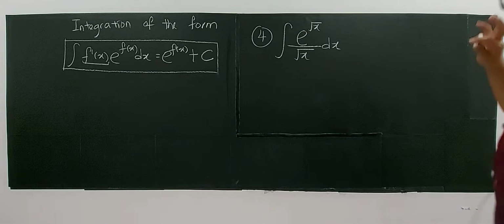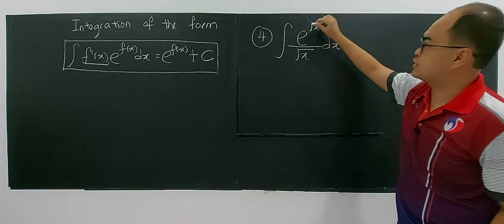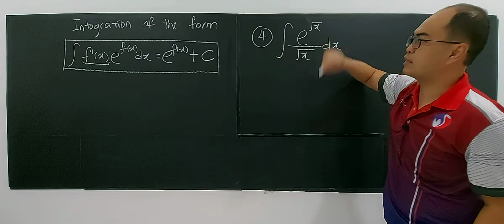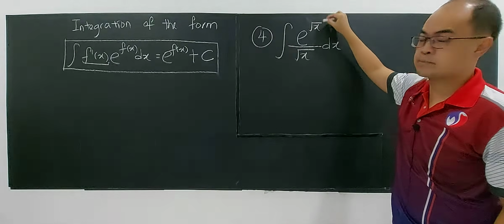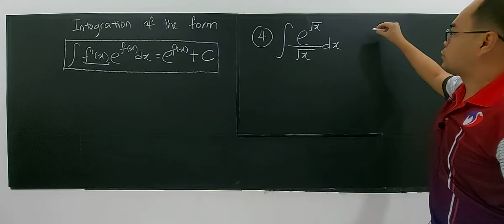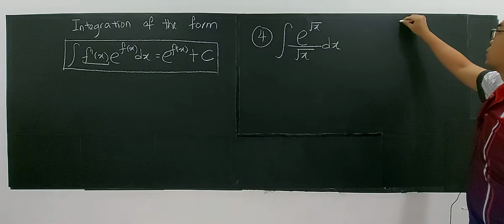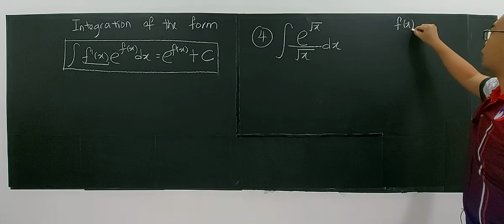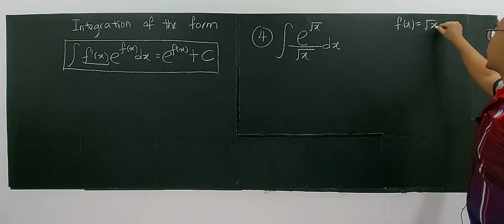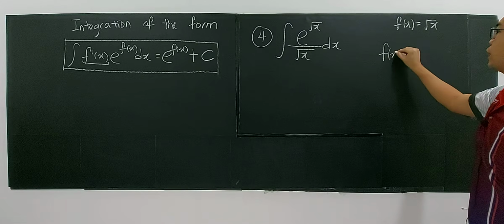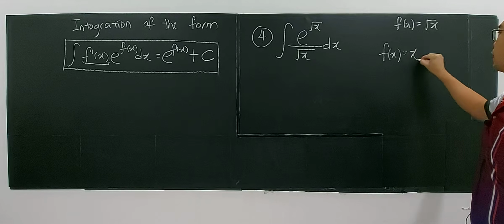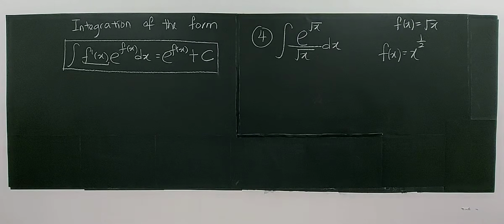Alright, this is another example. Okay, so let's look at this. This is non-linear, right? Non-linear, so it's not ax + b. So I just take this to be my f(x). So my f(x) is square root of x, as I know that square root of x is x to the power 1/2, right? Then I try to differentiate.